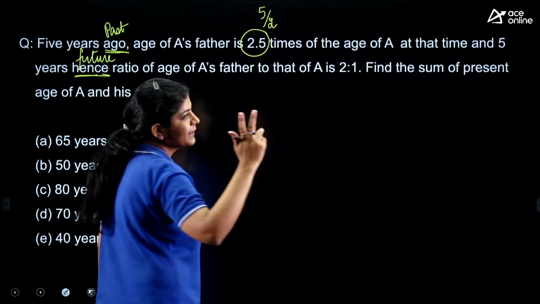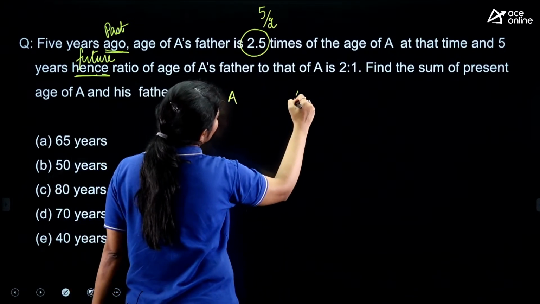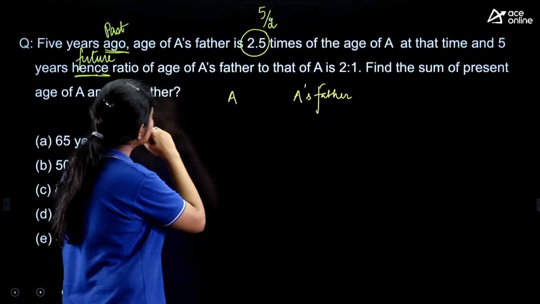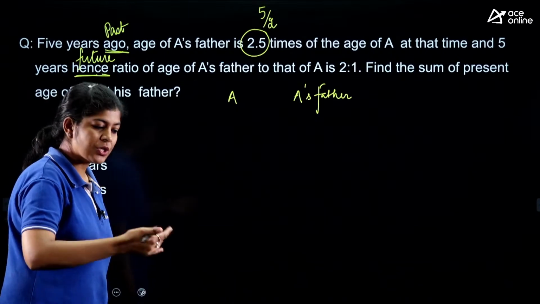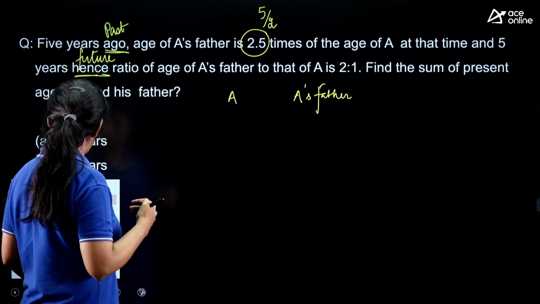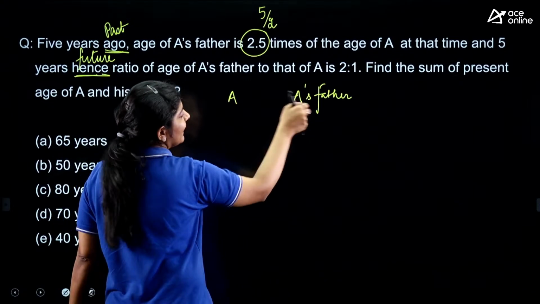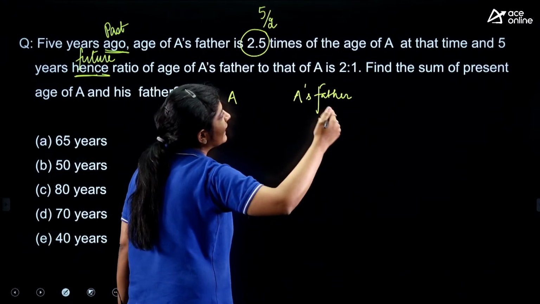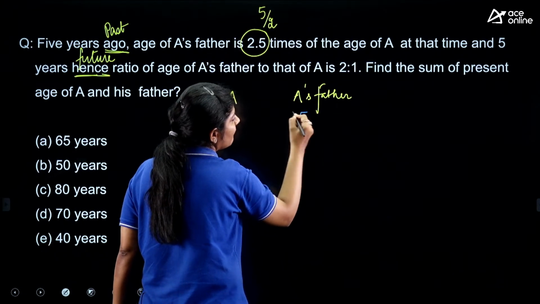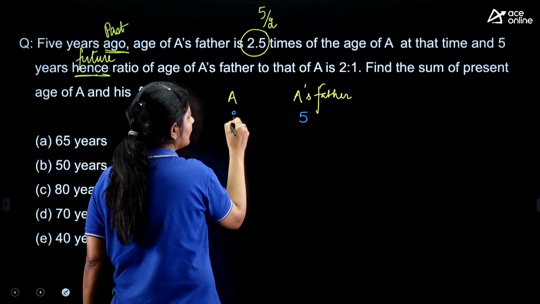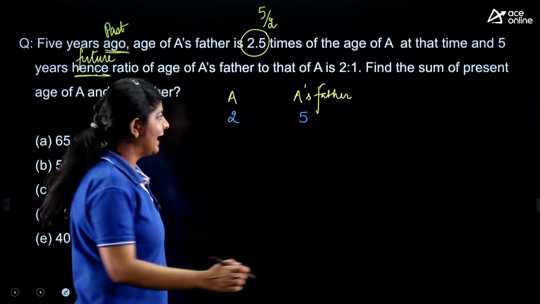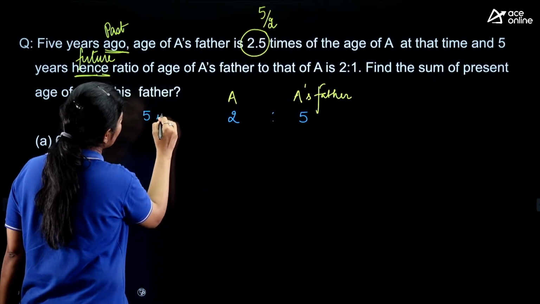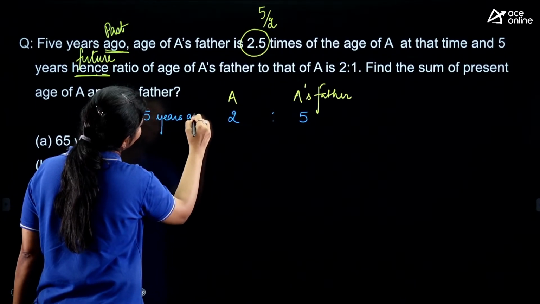So here we have two persons, A and A's father. The question is saying that if we talk about the situation 5 years ago, the ratio between A and A's father is that A's father is 5 by 2, or 2.5 times the age of A. That means if the father is 5 years old, at that time A is 2 years old according to the data. This is my ratio for the situation 5 years earlier.